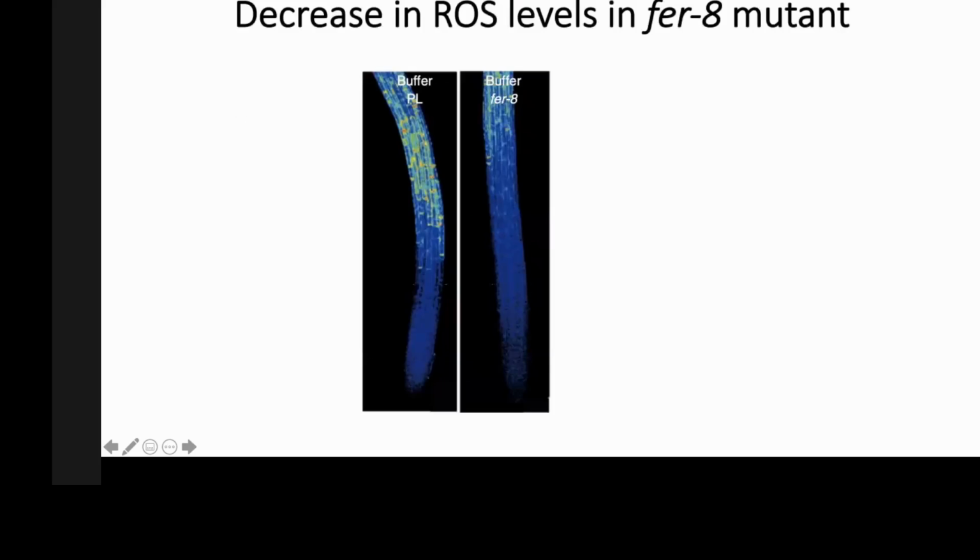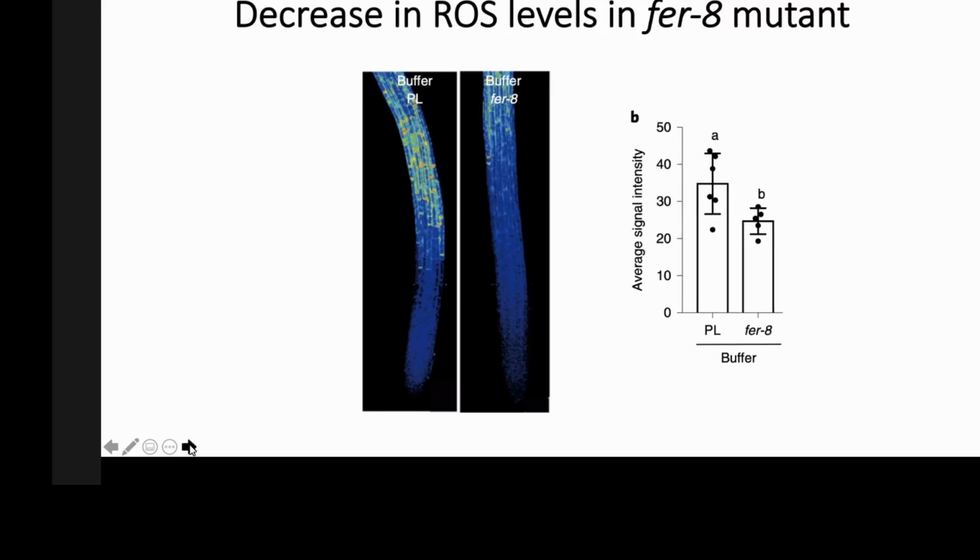So the first thing that they did was use a dye to look at ROS presence on the roots of these Arabidopsis plants. So here is buffer in the parental line. You see the production of ROS as indicated by these colors. And in the FER8 mutant, you can appreciate that the levels of ROS are a lot lower as compared to our control. And here is just a quantification of the average signal intensity. So in the FER8 mutant, you have a decrease in ROS levels.